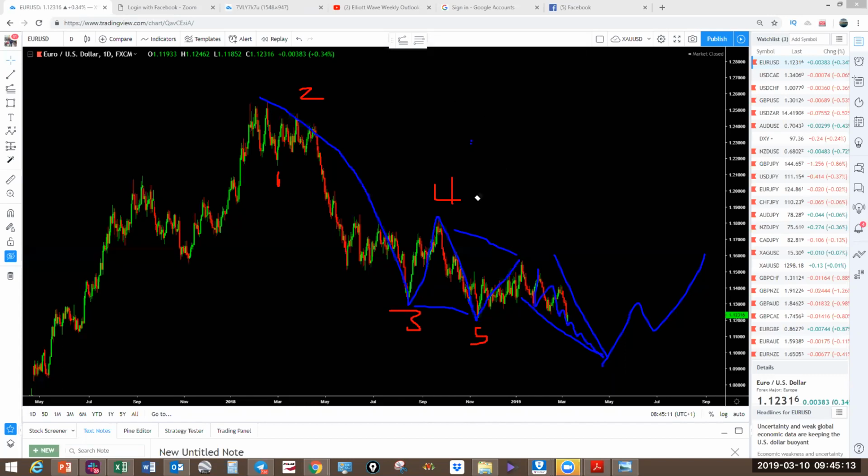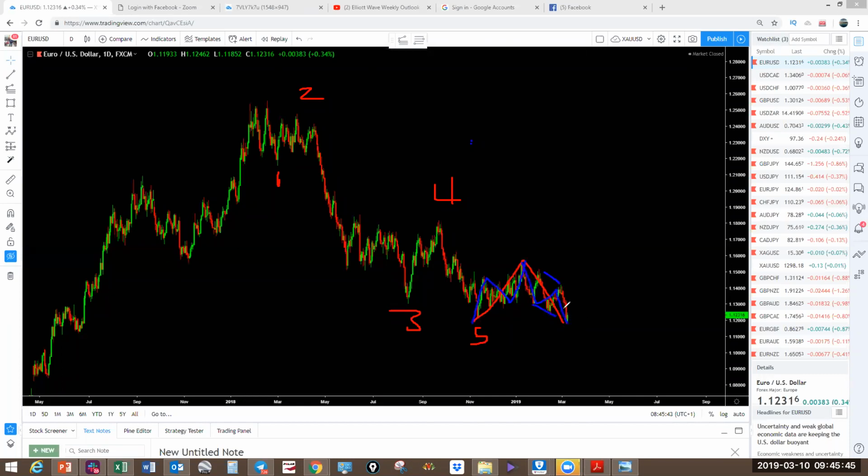Now, this is what we've been looking at as the first alternative, that we are getting a corrective structure here currently. We're getting a corrective structure there, and that corrective structure looks like something like this: 1, 2, 3. Now here you've got a running flat. Here you've got 1, 2, 3. That looks like a zigzag. 1, 2, 3.